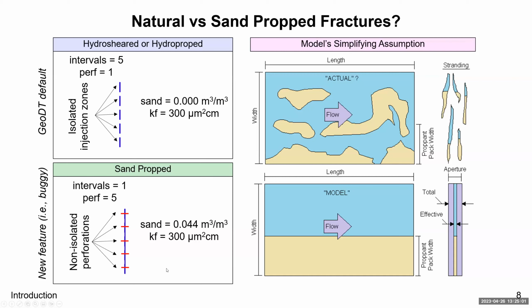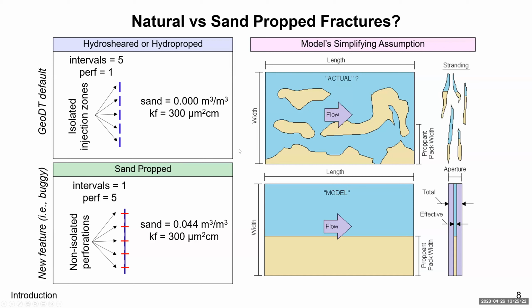You can combine these two together. So you could do intervals 5 and perforations 5, in which case each one of these intervals would have 5 perforations within it, giving a total in this case of 25 hydraulic fractures that would be stimulated if you wanted to do it that way.